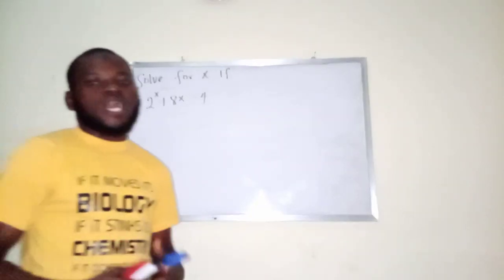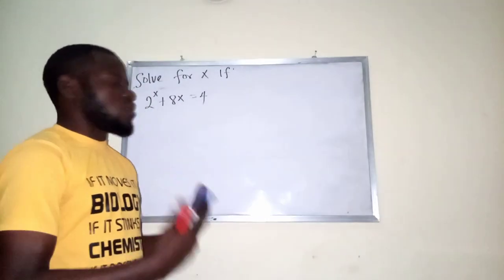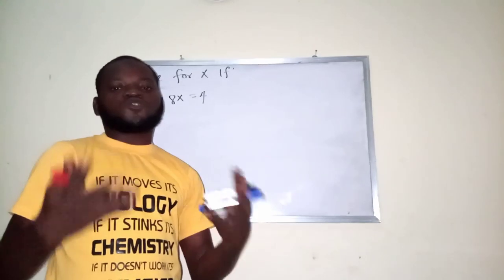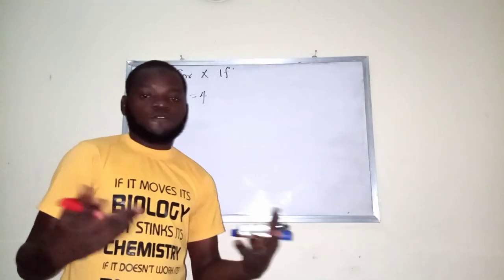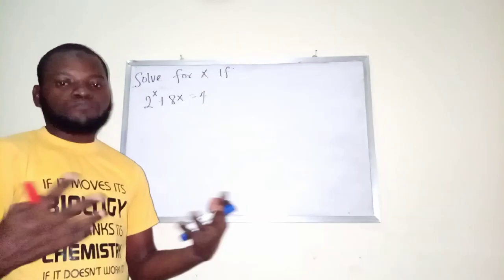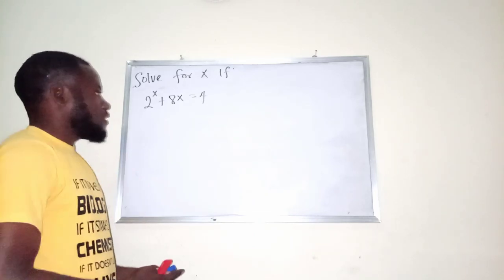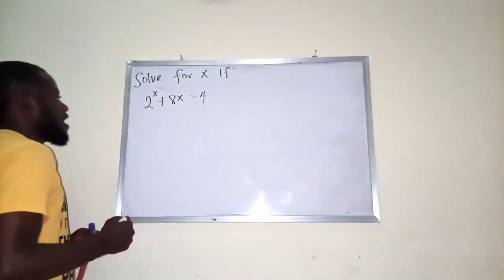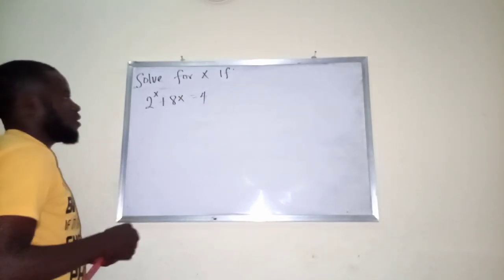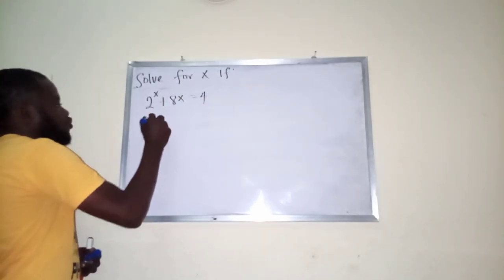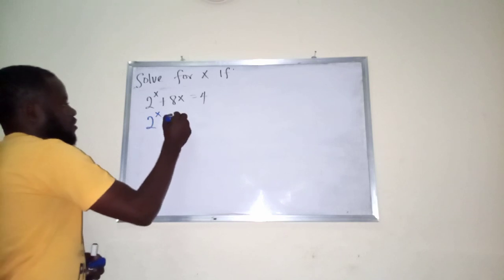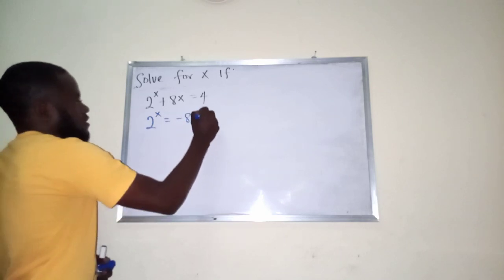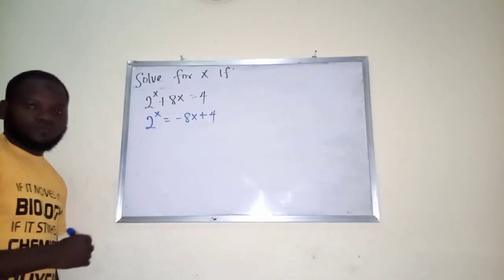All I'm going to do now is write this question such that I will be able to apply the Lambert W function, what we call product log. That is what I need to work towards in this place now. So I can decide to take this one to the other side, and I will have 2 to the power of x equals negative 8x plus 4.